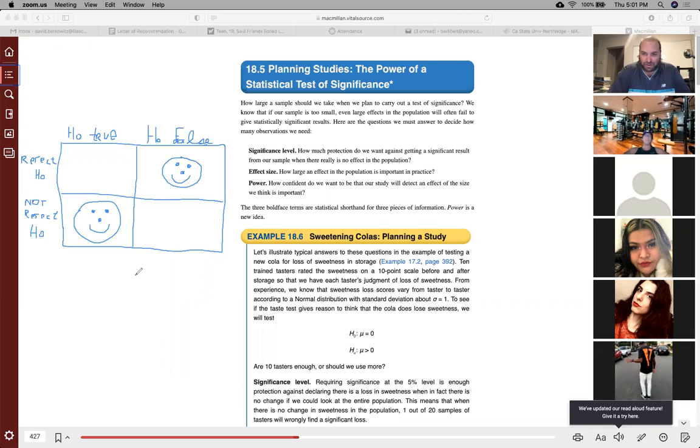Apparently I'm a Picasso. I didn't even realize it. If I was a Picasso, like my other eye would be like here or something like that.